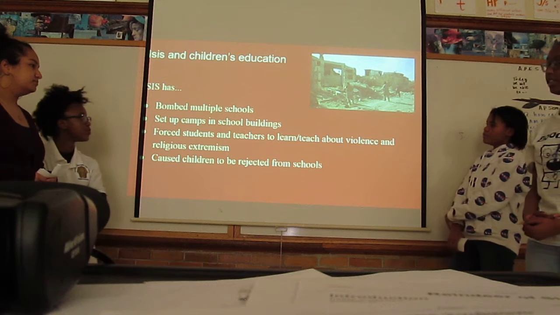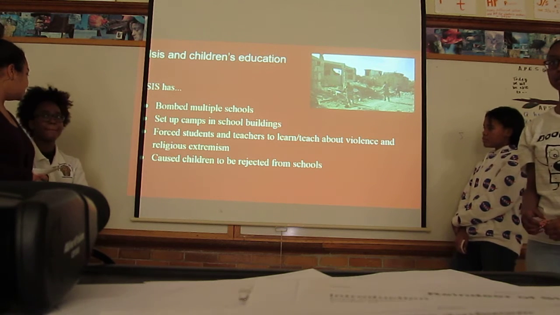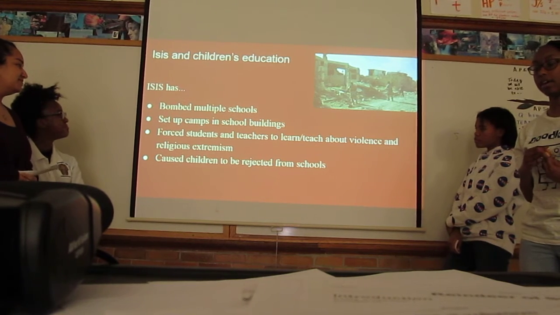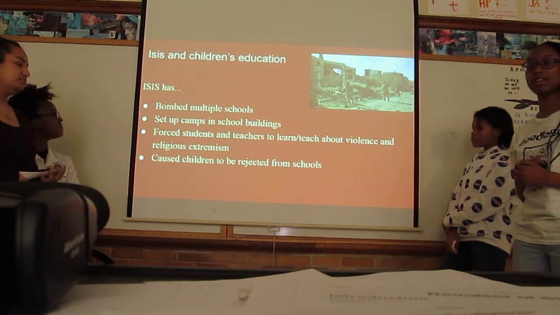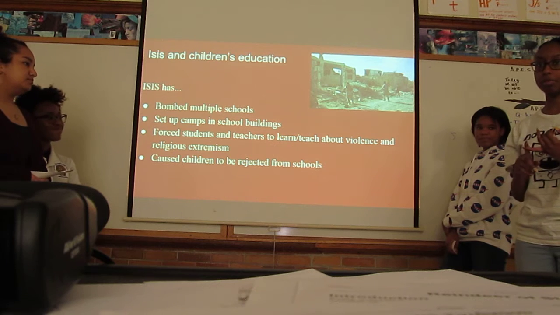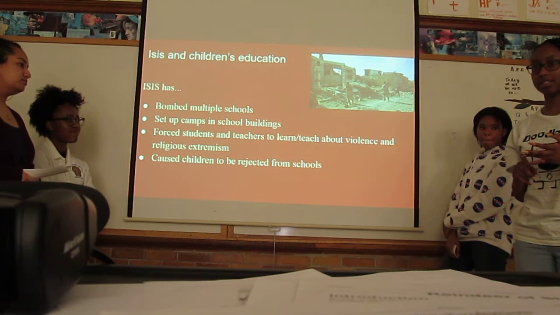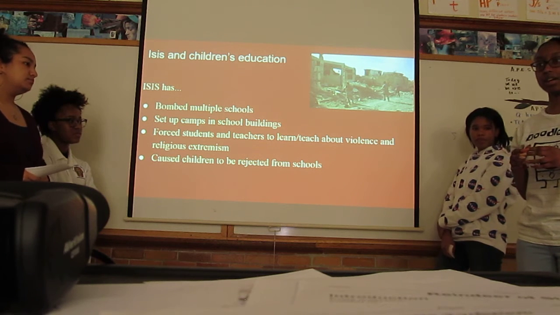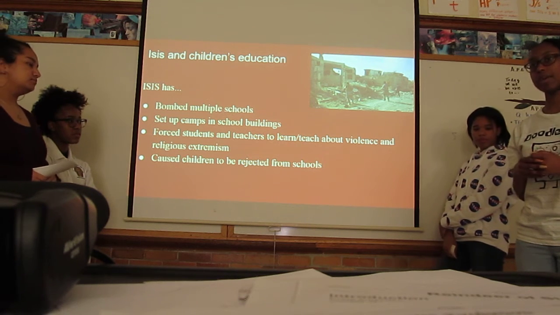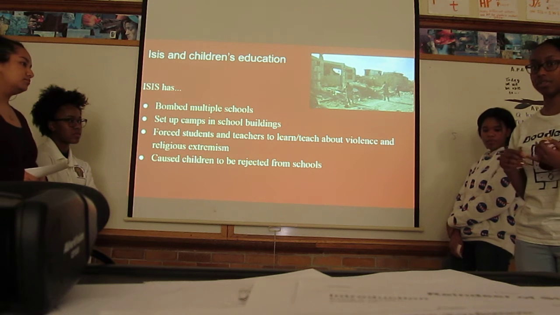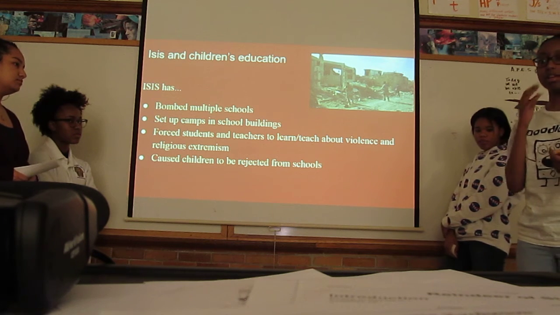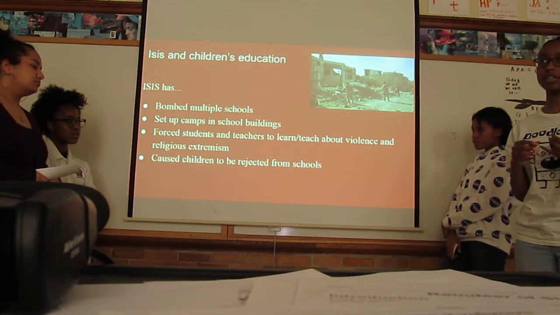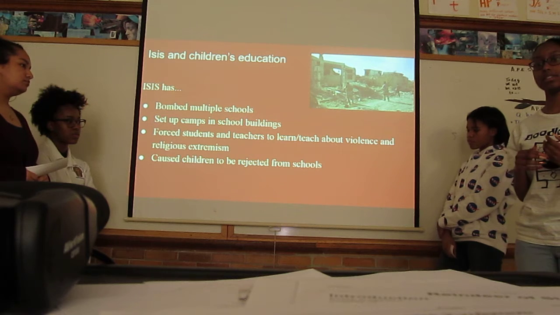Okay, ISIS and children's education. ISIS has bombed multiple schools and libraries and set up camp with them, along with traps. These traps can include bear traps, tripwires, all that inhumane stuff. So certain specialists have to come in and rid of these traps for possible reconstruction of these schools and libraries. They have also forced teachers and students to teach and learn about religious extremism and violence.